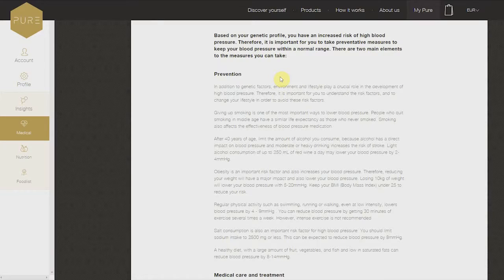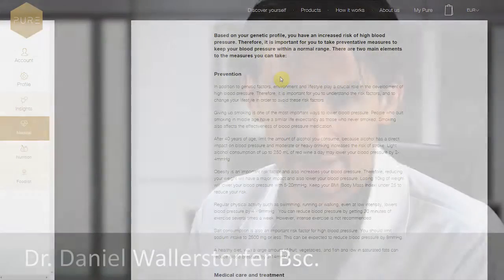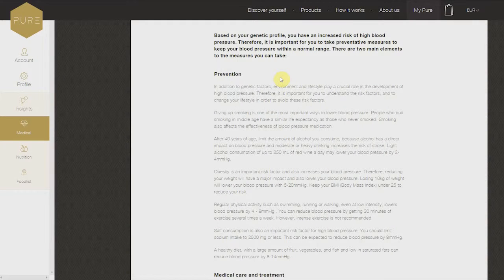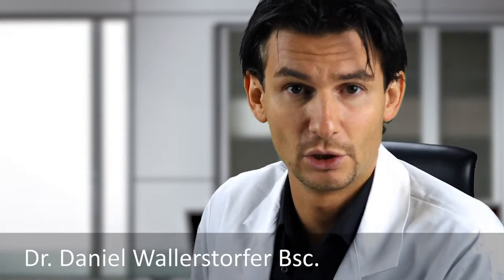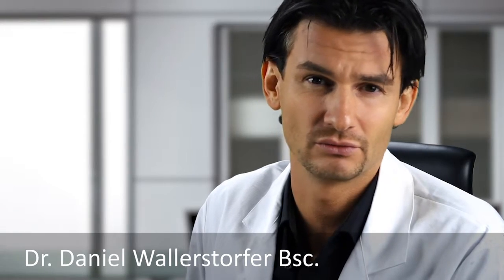People who are overweight also often experience high blood pressure, and so in case you are overweight, it would be advisable to reduce your body weight, especially if your risk for high blood pressure is increased genetically. You could expect a drop in around 5 to 20 millimeters mercury if you lose around 10 kilograms of weight. Regular exercise is also very important for low blood pressure, and doing regular exercise you could expect to lower your blood pressure around 4 to 9 millimeters mercury.